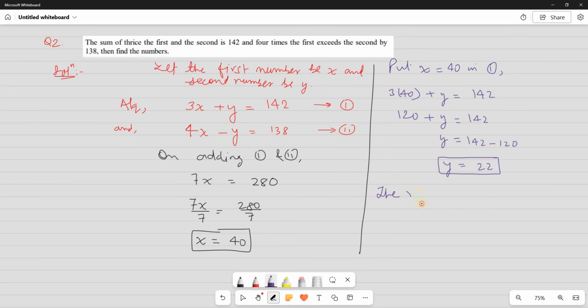And you can simply say that the required numbers are 40 and 22. That's it.